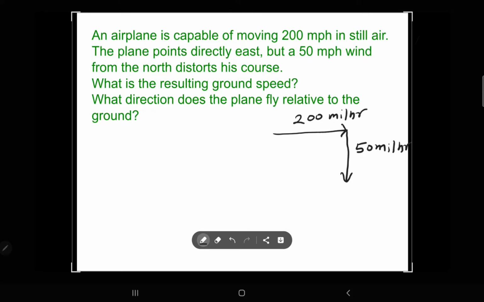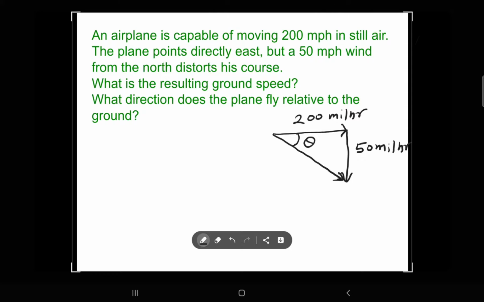Because of this air velocity, the direction of this airplane should be changed. If you connect this line, this will give you the resultant vector, right? So this will be the actual direction of the airplane when looking from the ground. What is the resulting ground speed? First thing is you have to find out the resulting ground speed.